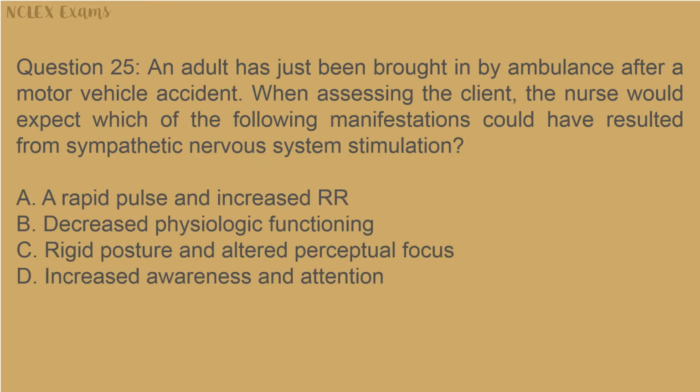Question 25. An adult has just been brought in by ambulance after a motor vehicle accident. When assessing the client, the nurse would expect which of the following manifestations could have resulted from sympathetic nervous system stimulation. A. A rapid pulse and increased RR. B. Decreased physiologic functioning. C. Rigid posture and altered perceptual focus. D. Increased awareness and attention.